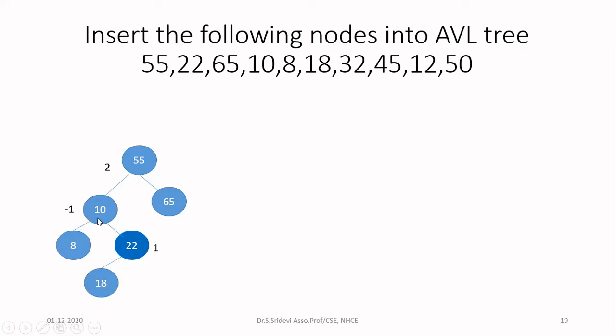So for 10, the right subtree is having 2 links and the left subtree is having 1 link. So 1 minus 2, it is minus 1. Then for 22, the left subtree is 1 link, right is nothing. So 1 minus 0, it is 1.